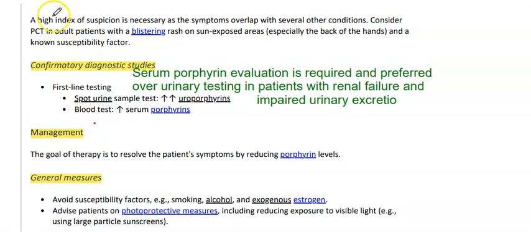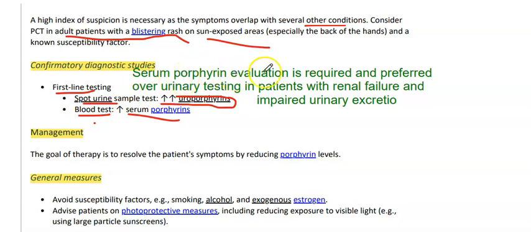Now, diagnosis of PCT: a high index of suspicion is necessary, as the symptoms overlap with several other conditions. Consider PCT in adults with a blistering rash on sun-exposed areas, especially the back of the hand, and an unknown susceptibility factor. Confirmatory studies, first-line testing: in spot urine, we will have increased uroporphyrins, and in blood tests we will have increased serum porphyrin. Serum porphyrin evaluation is required and preferred over urine in patients with renal failure and impaired renal excretion.